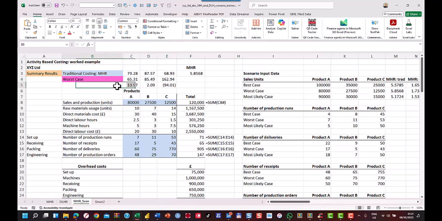There you are. I've added the difference between the two systems. 13, 2, and minus 94, which is a good thing. Is it a good thing? No, it's a terrible thing. Best case, 9, well, and again, a difference of 38. It's a bad thing. And most likely 12, 1, and again.